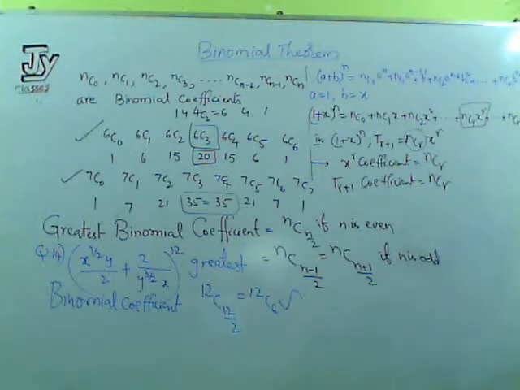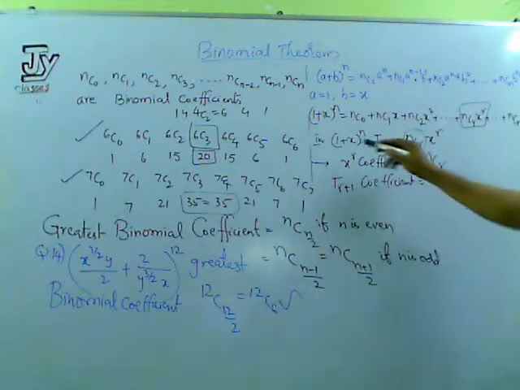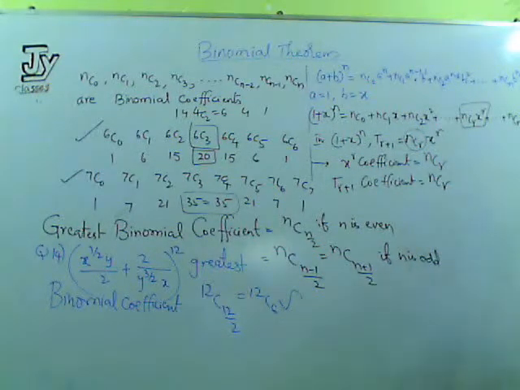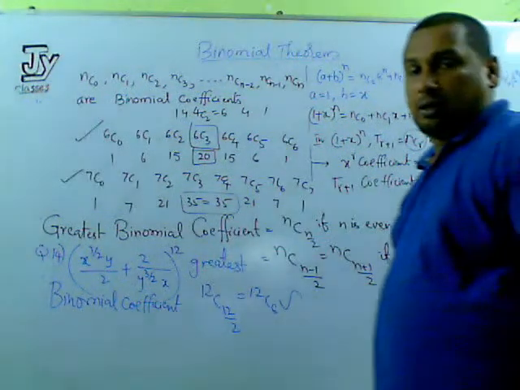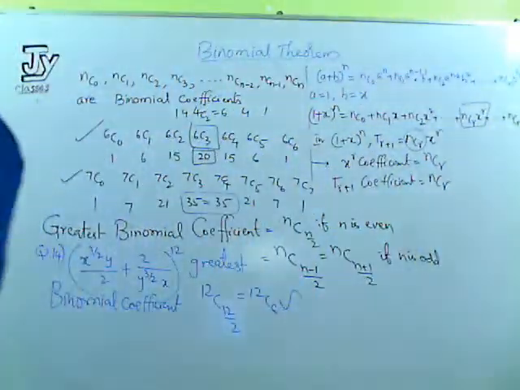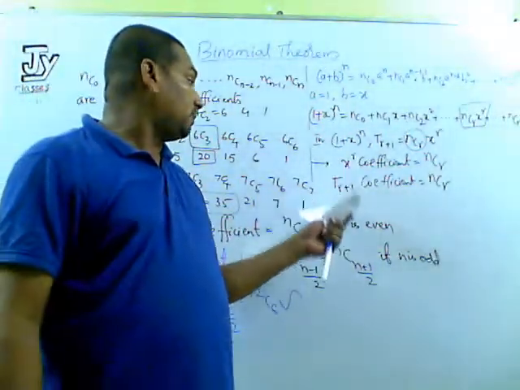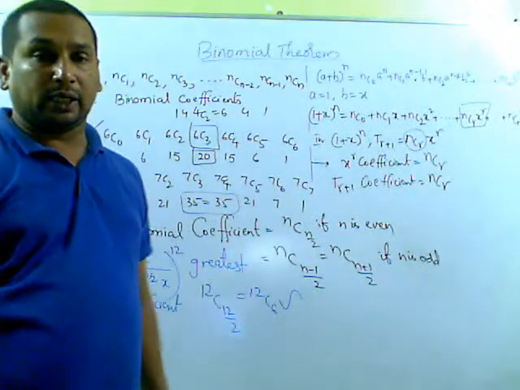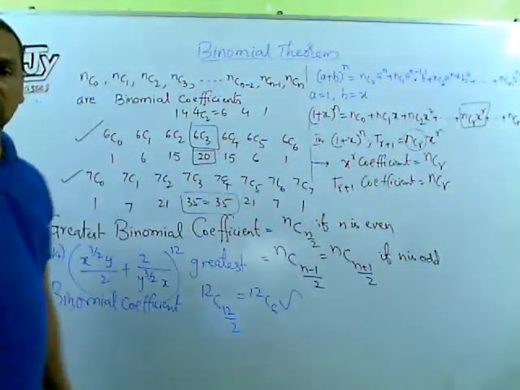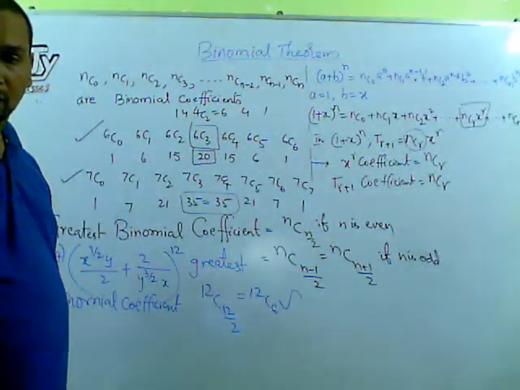Both statements give the same result. What are the statements? First statement is the x power r coefficient in (1 plus x) whole power n. And the second one is the (r plus 1)th term in (1 plus x) whole power n, its coefficient. Both give the same meaning.